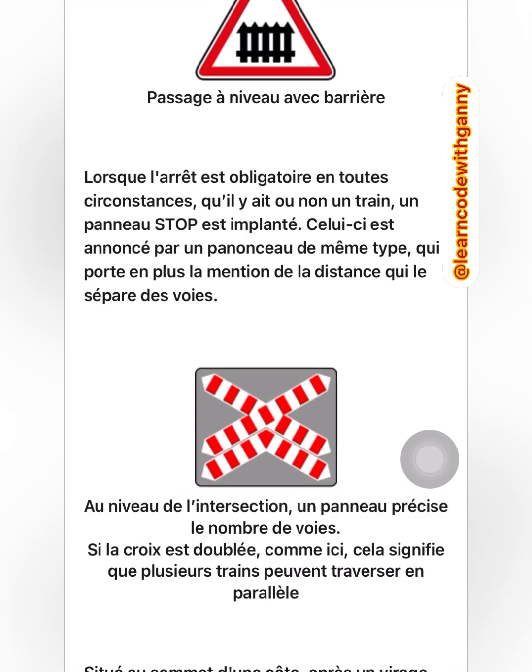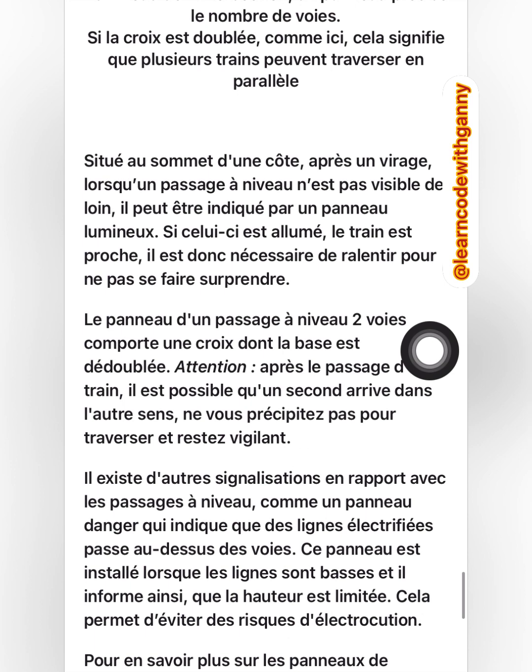An intersection with a specified number of lanes, maybe there are 3 lanes, there are 4 lanes. If the crossing is double, it means that there are several trains crossing there. This one that comes like this means it's a track lane. It's a track for trains to pass. Maybe there are several lanes. When you see this, you have to make sure you take your time to cross it.